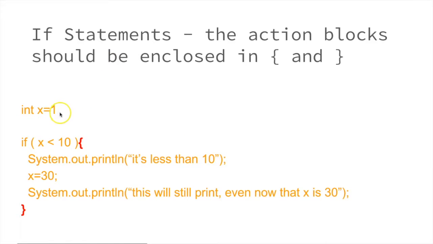Okay, so now a bit more complicated here. I've set x equal to 1, and I'm saying if x is less than 10, do these 3 things. That's fine, that will work absolutely fine. If I had not put in those red curly braces, then it would have done the second 2 things no matter what the value of x is, because the only line which depends on x being less than 10 would have been the first line. So that's why it's very important to have these curly braces at the start and at the end of your block in an if statement.